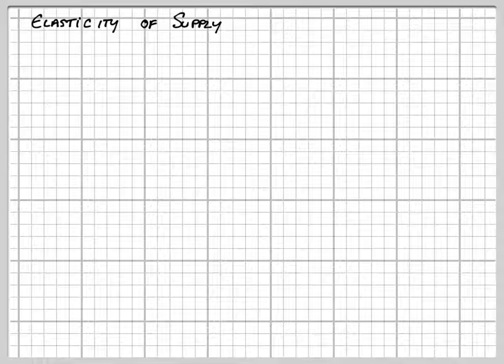So up to this point, we've talked about elasticity in the context of the demand curve. So this set of notes deals with the elasticity of supply. And the most common elasticity here is the price elasticity of supply.